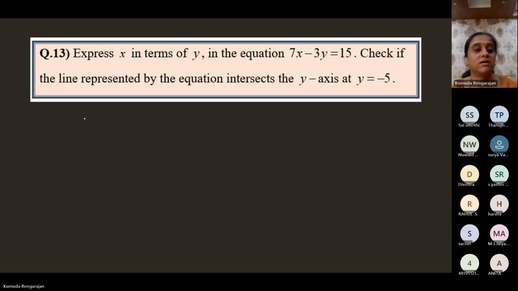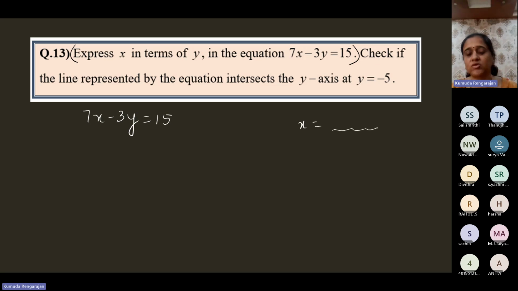So here, express x in terms of y in the equation 7x minus 3y is equal to 15. We'll not read the question ahead. We'll just take this information and answer this. You'll have to write x in terms of y. That means you should have the answer like x is equal to an expression in y.